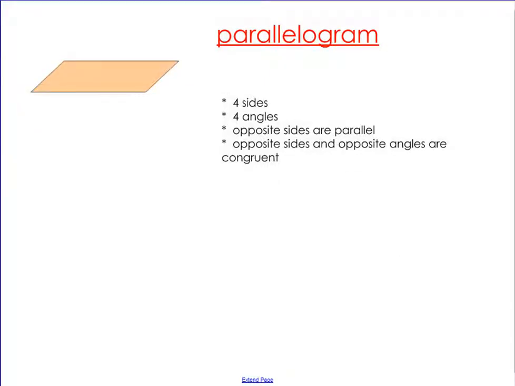A parallelogram has 4 sides, 4 angles. Opposite sides are parallel. This is parallel to this. Opposite sides and opposite angles are congruent. Same size, same shape.